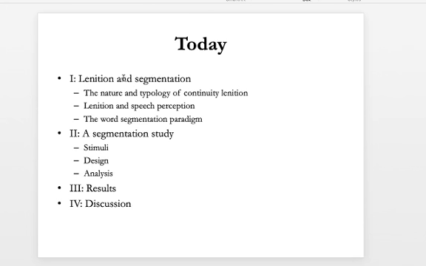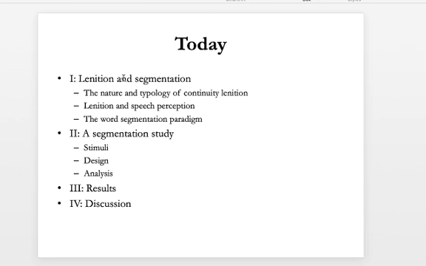Here's how the talk is going to be organized. First, I will tell you a little bit about lenition and word segmentation. And so I'll talk about what lenition is and where it appears in different languages, as well as a particular kind of lenition pattern that I'm going to be talking about today that I call continuity lenition. I'll also tell you how lenition is related to general principles of speech perception, and how I set out to test some of those connections using the word segmentation paradigm.